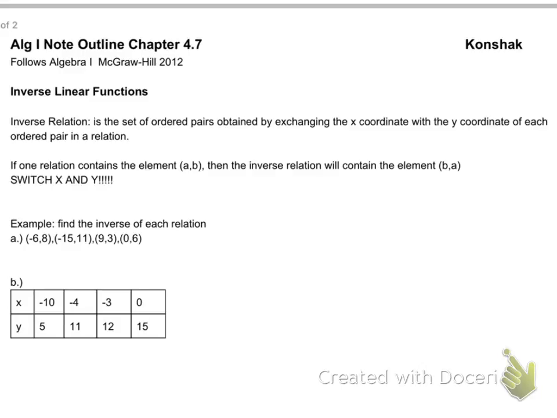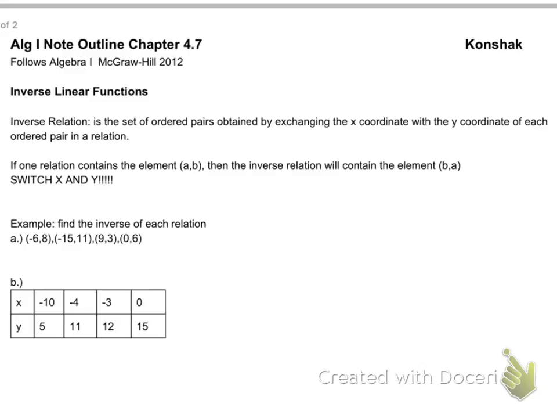Let's think of a machine. If a machine started off with a tree and made a table out of it, the inverse machine would be what? Taking the table and making a tree again. It's kind of putting things back where they were, right? So that's the same exact thing we're going to think about here for an inverse relation.